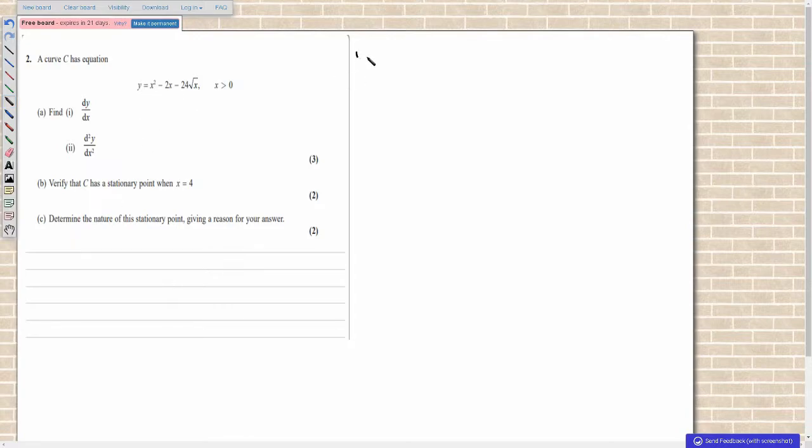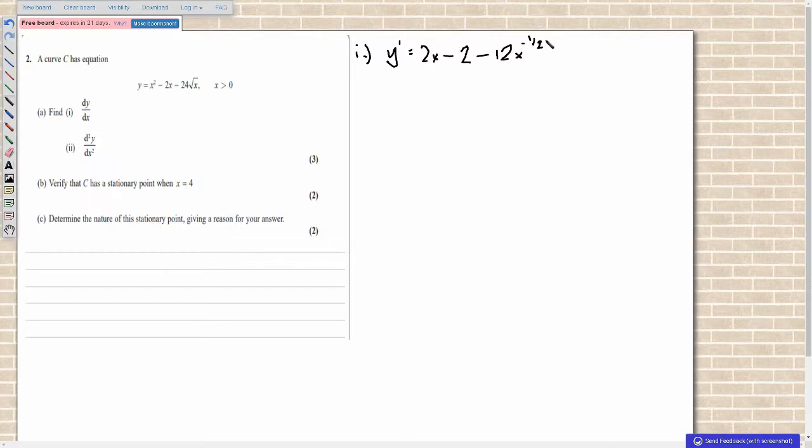So part I first. We've got to find the first derivative. I'm going to call it y prime, just to make my life a little bit easier. So we're just going to differentiate each term going along. So x squared will just become 2x. Minus 2x will just become minus 2. And then the 24 times root x, that's minus 24 times x to the half. If you times 24 by the power and then reduce the power, just like we did with differentiation, that's going to give me minus 12x to the minus half. If you take 1 from a half, you get minus a half.